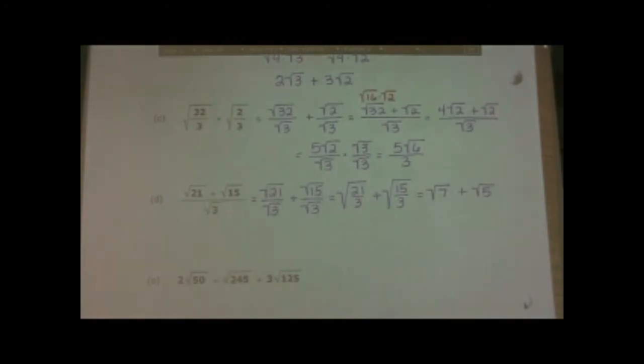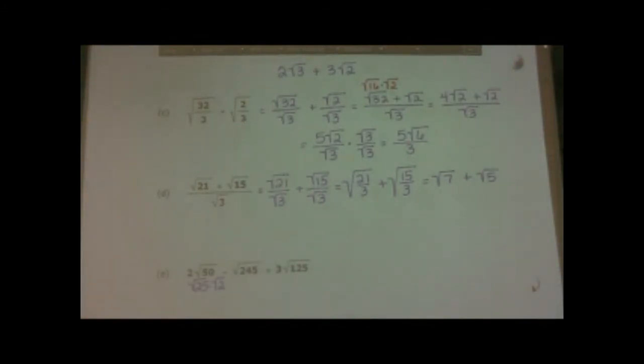All right, let's take a look at E. E, we're just adding some radicals. The issue here is in order to figure out if any of these are like radicals, because we can only combine them if they're like radicals, we're going to have to simplify all 3 of these radicals. All right? So square root of 50, what perfect square goes into that, is 25. So this is the square root of 25 times the square root of 2.